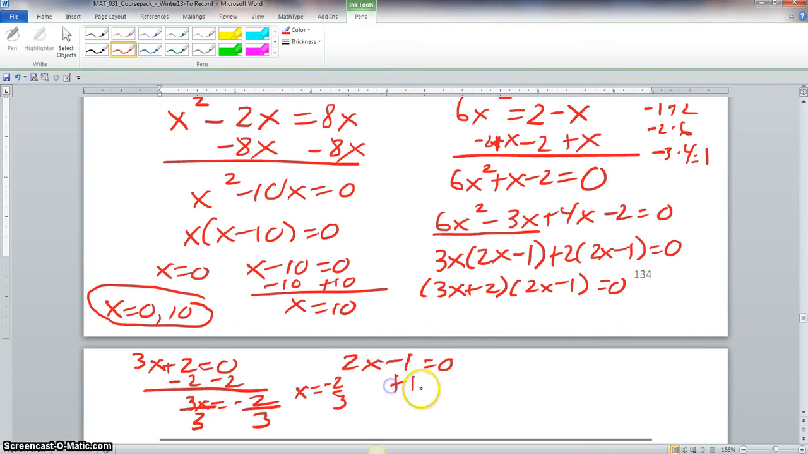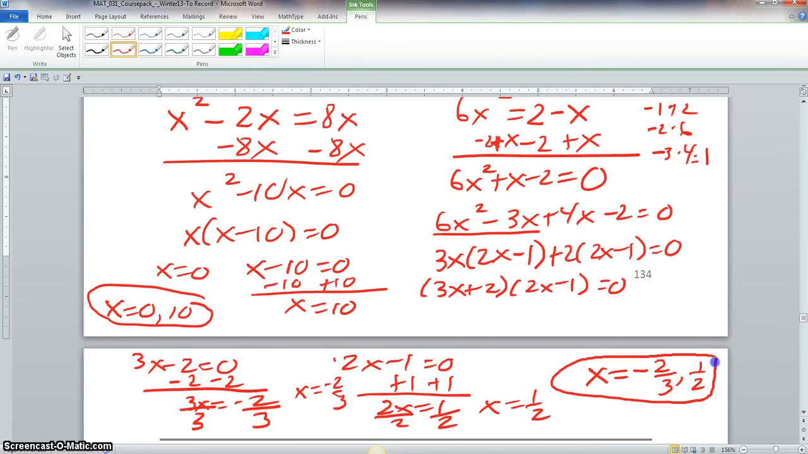Now, we will add 1 on both sides here. And we have 2x is equal to 1. Divide each side by 2. And x is 1/2. So our final answer is x is equal to negative 2/3, comma 1/2. And that is it.